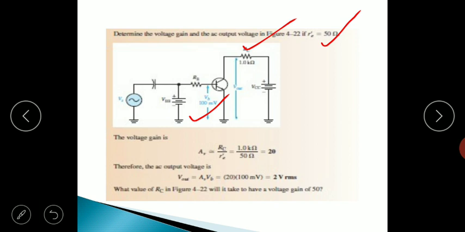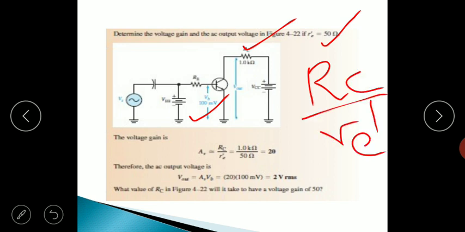Now how to determine the voltage gain of the transistor amplifier? We know that the formula for the voltage gain of the BJT amplifier is given by RC divided by RE dash. Here both the values are given. RC is 1 kilo ohm, RE dash is 50 ohm. RC value is not 10 kilo ohm, it is 1 kilo ohm. So 1 kilo ohm divided by 50, you will get the voltage gain of the BJT amplifier as 20.